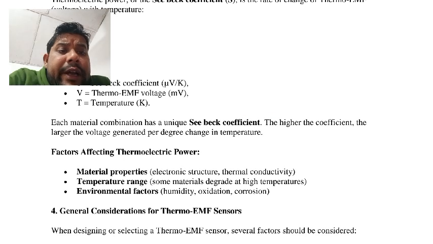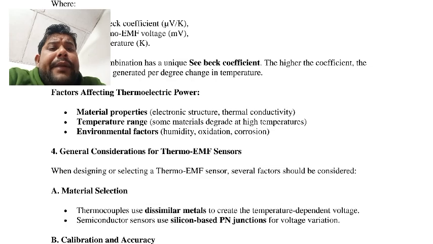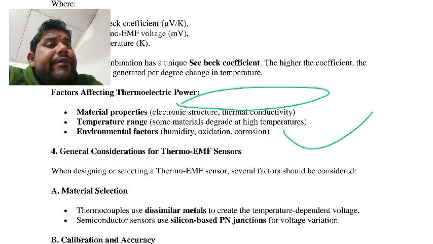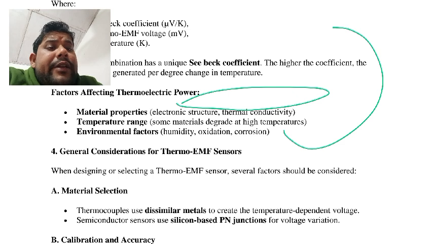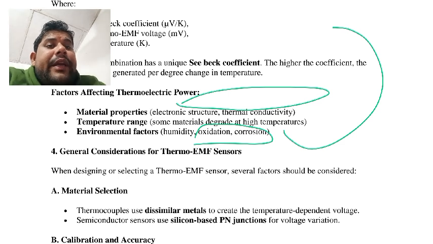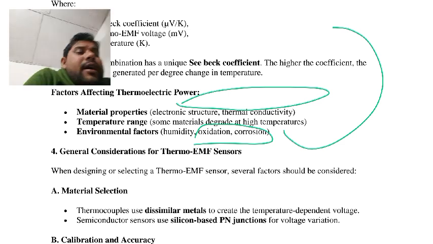The other factors are material properties like electronic structure, thermal conductivity, and temperature ranges. Based on the material, sensitivity and conductivity can change, and different materials have different temperature ranges. Environmental factors such as humidity and oxidation also matter, as different materials have different oxidation capacity or reactiveness. So the material we use to make the thermocouple decides the sensitivity and other comparisons.